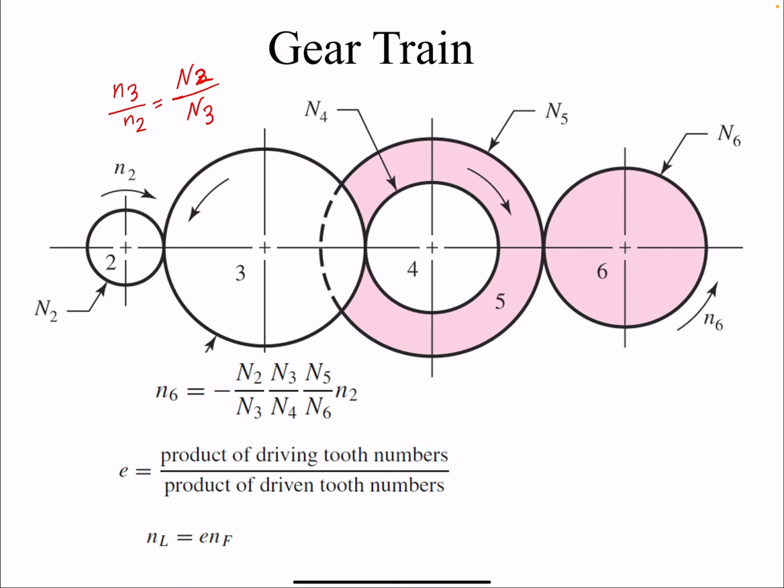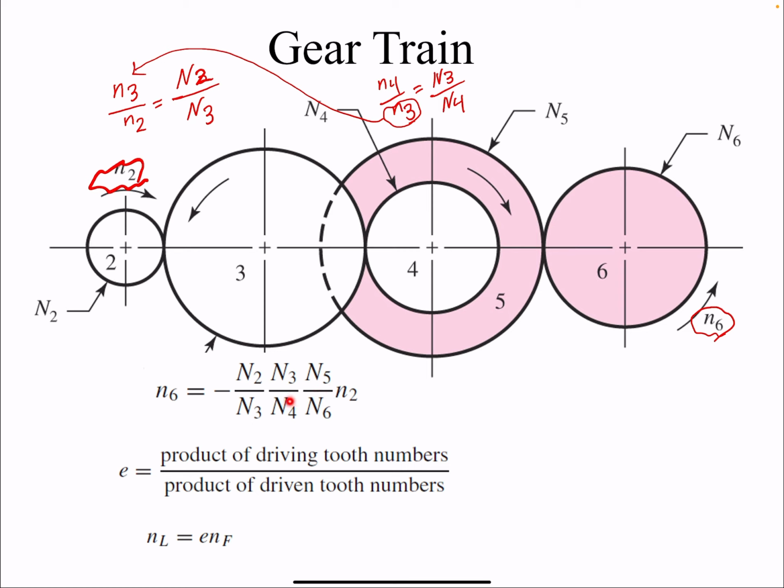to N3. And if I do the same thing between gear 4 and gear 3, if I want to find N4 over N3, it would be N3 over N4, and so forth. If I put all of them together and replace N3 here, over there, and then find N6, the last one, to the first one, we will get an equation like this based on the number of teeth.